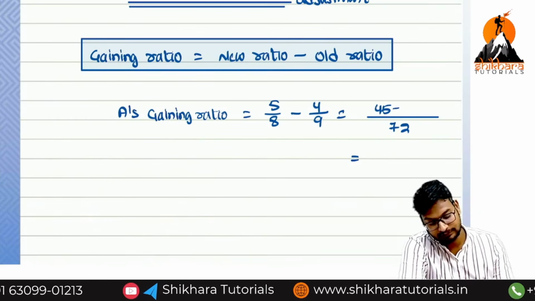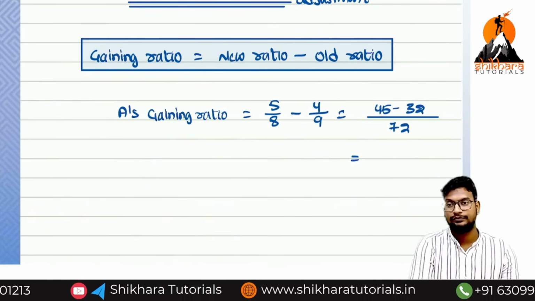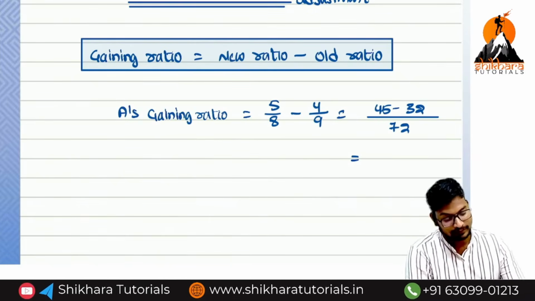There was a doubt. 45 minus 32. How much, Amma? 13. So 13/72.